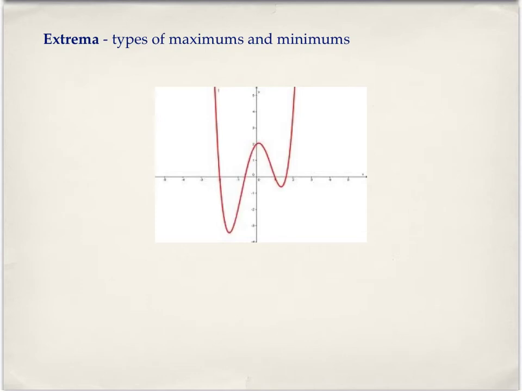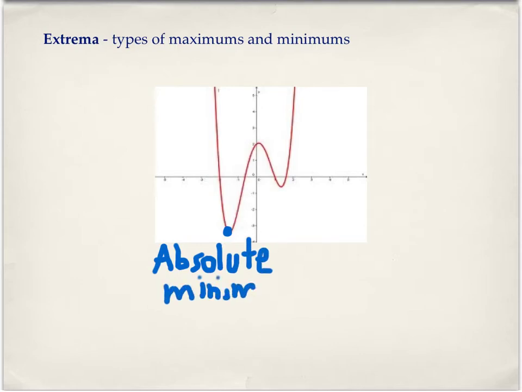We also have different types of maximums and minimums, and these are classified as extrema. Clearly this point down here is a bottom point, a low point, so it's a minimum, but because it's the very minimum of this graph, we call this the absolute minimum. Not just any old minimum.